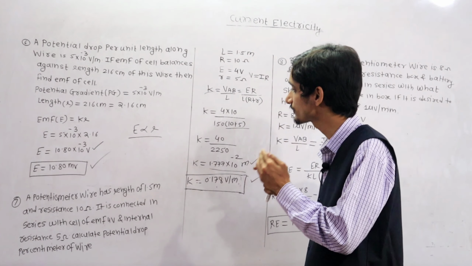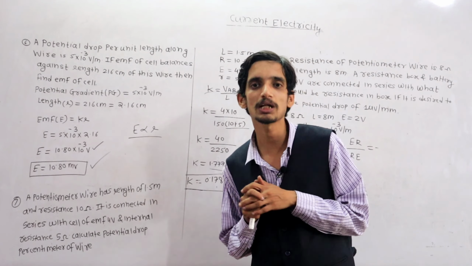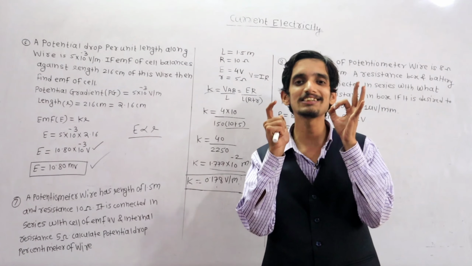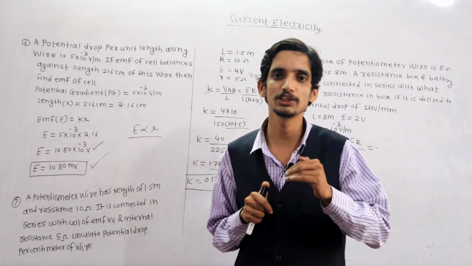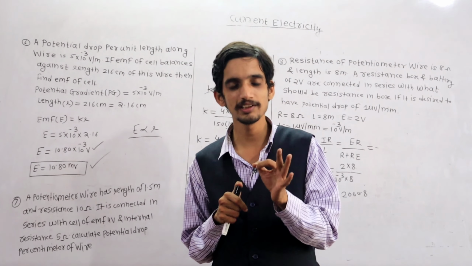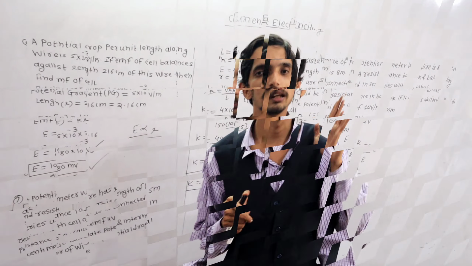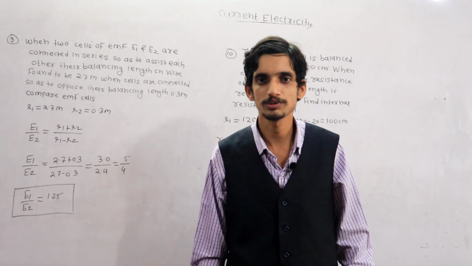So question number 6, 7 and 8, these three problems are based on your potential gradient and concept of potentiometer, and the formula is K is equal to V upon L. Let us discuss the next two problems.